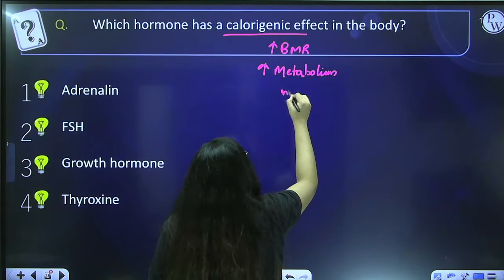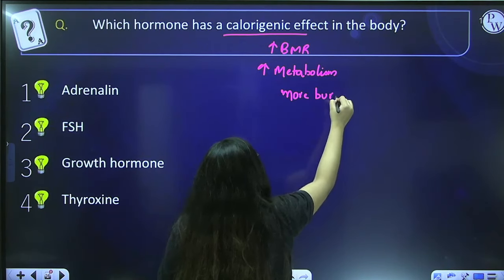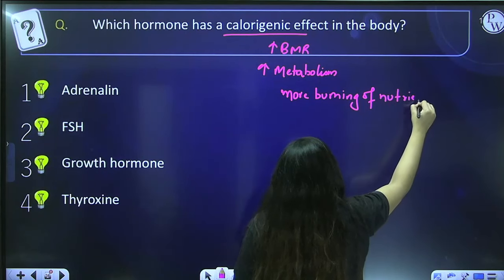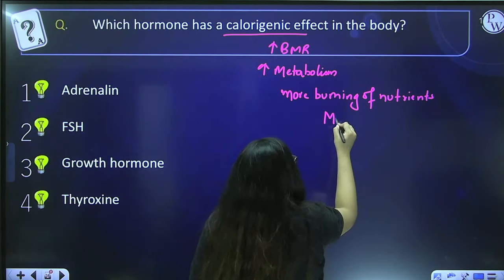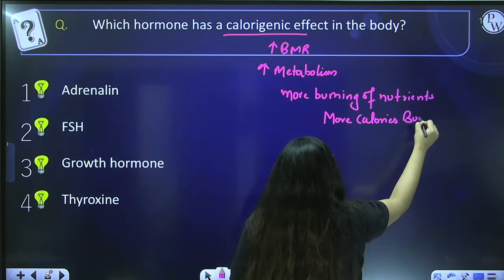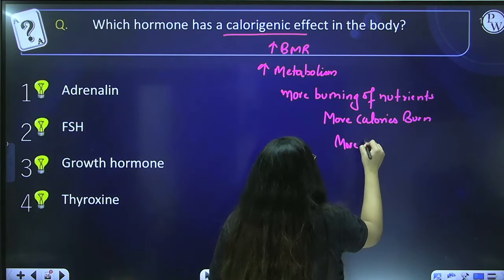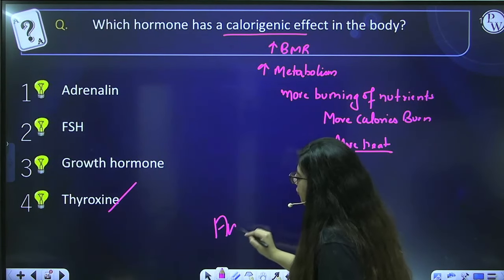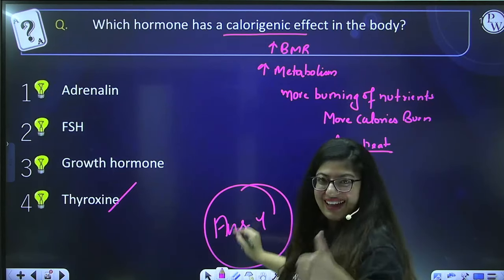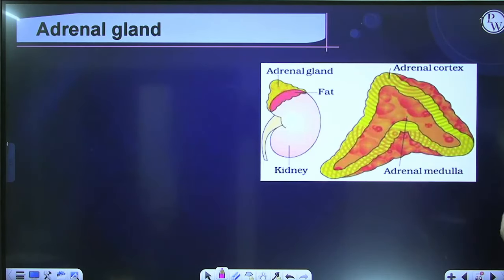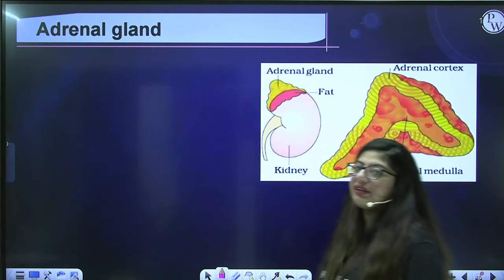There will be more burning of nutrients. If the nutrients burn, more calories will be burned, and there will be more heat. This is what the calorigenic effect is, and that is the function of thyroxine. Okay, all right. Next we are going to talk about the adrenal gland.